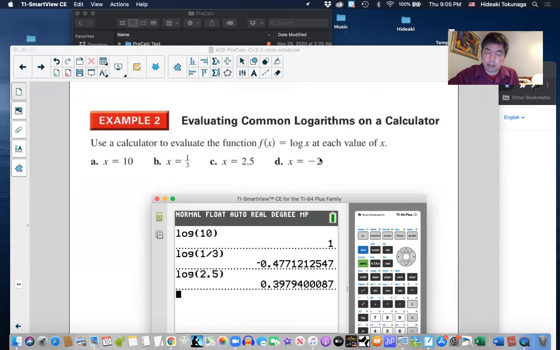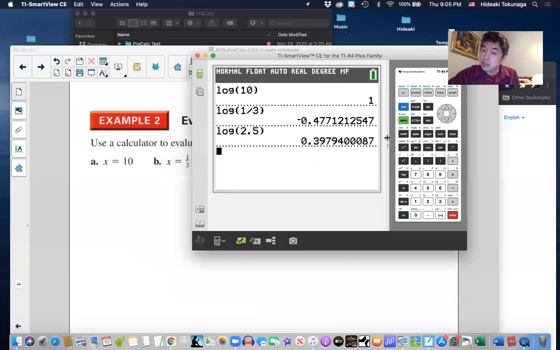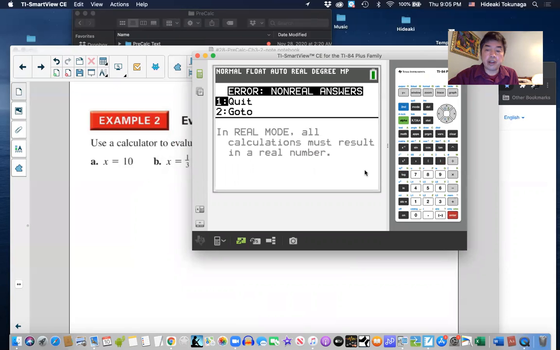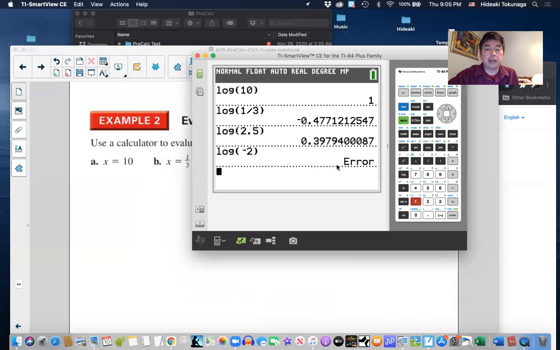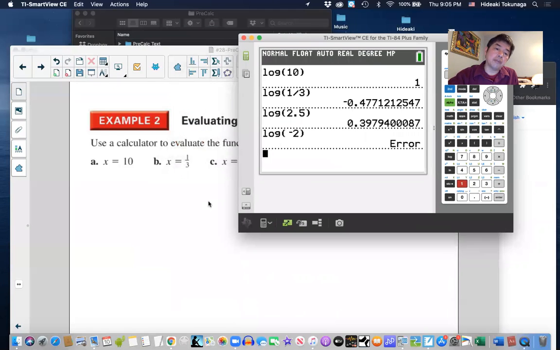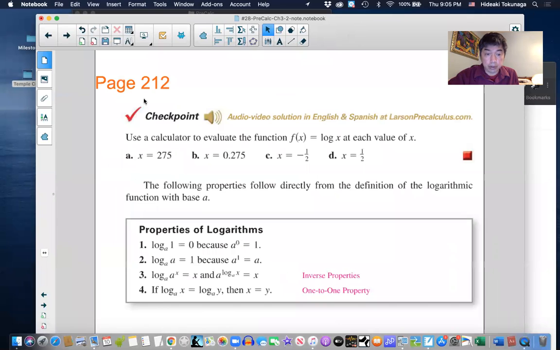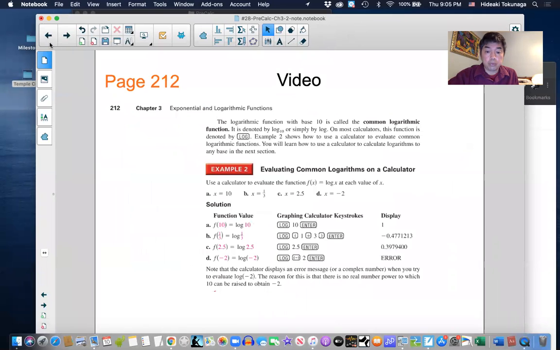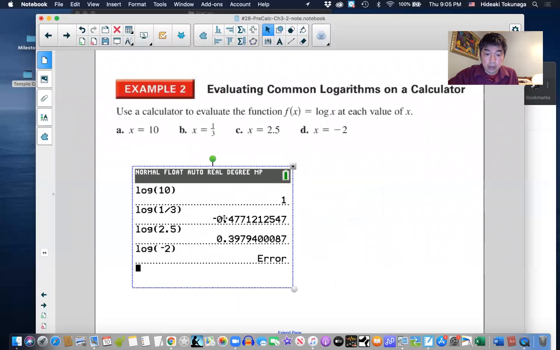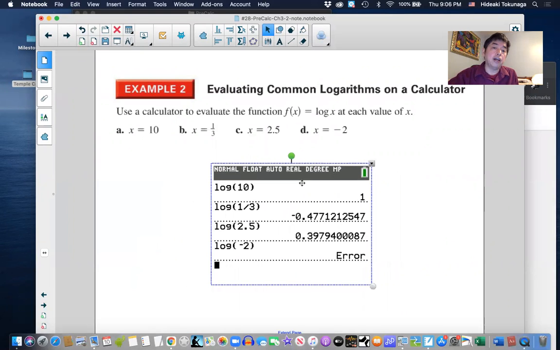If there's such a number, unless it's an imaginary number. So let's see, if you plug in log base negative 2, what will happen? Error, okay? When you hit that, you have to quit and go here. This is what I have. Let's see, the answer key from example 2. Okay, so the last one is there: 1, -0.47, 0.39. Yeah, exactly the same, it matches, okay?